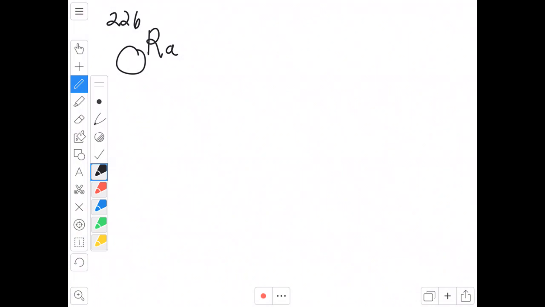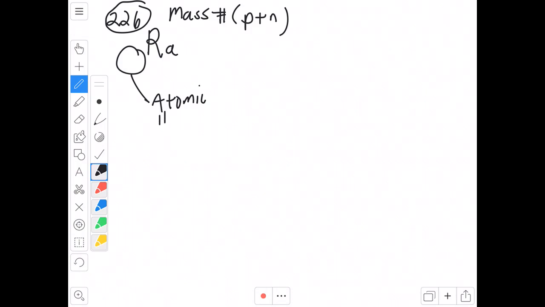This is a throwback to yesterday, right? We talked about nuclear notation. Ra is the symbol for radium. 226 is called the mass number. It represents the total number of protons and neutrons in the nucleus. This number right here, the one that I'm asking you for, is called the atomic number, and its symbol is Z. This represents just the number of protons.